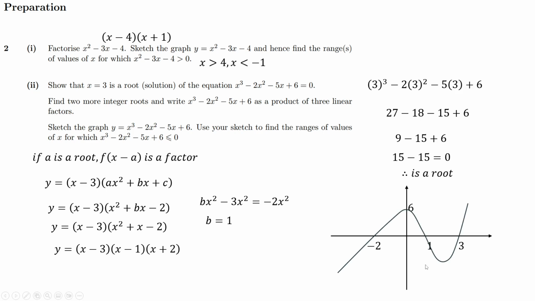It looks something like this. Obviously, the y-intercept is 6. You can just see here when x equals 0, this is clearly 6. It looks something like this. We want this to be less than or equal to 0, which means that we want x to be less than or equal to minus 2, or we want x to be between 1 and 3.